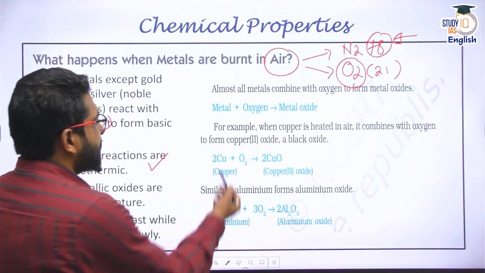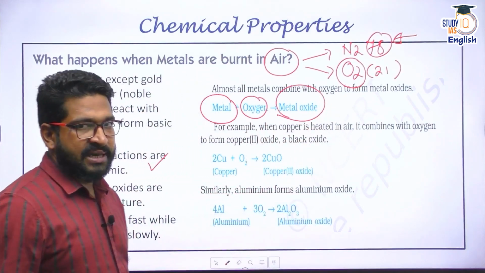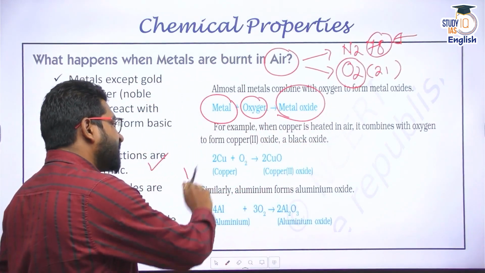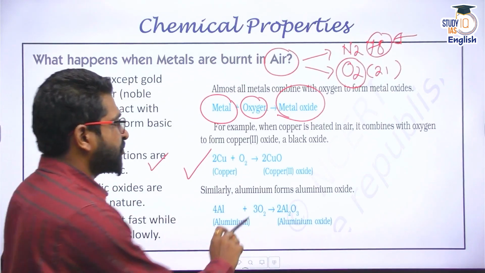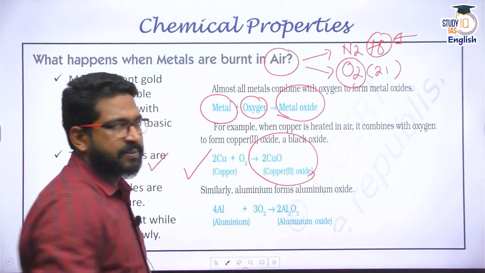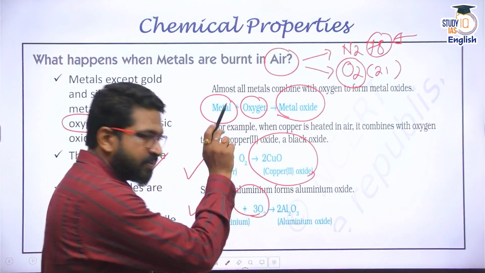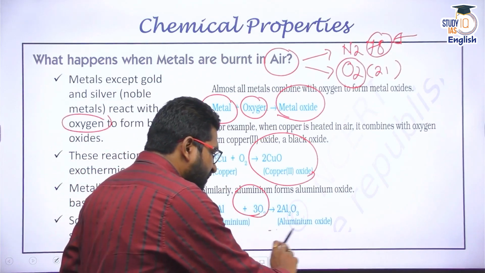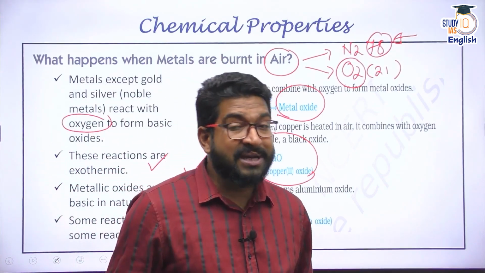As I told you, metal plus oxygen leads to creation of metal oxides. Classic example, copper. Copper, when you burn in air, reacts with oxygen to give you copper oxide. Similarly, aluminium, when you burn in air, reacts with oxygen to give you aluminium oxide. And I told you that generally metal oxides are basic in nature.